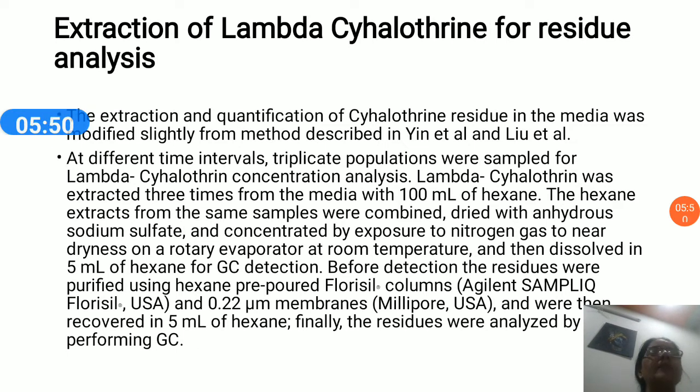The extraction of lambda cyhalothrin residue for residue analysis was done. For this extraction and quantification, the method was modified slightly from the method described previously, but here at different time intervals the triplicate populations were sampled for lambda cyhalothrin concentration analysis. The lambda cyhalothrin was extracted 3 times from the media with 100 ml of hexane. The hexane extracts from the same sample were combined, dried over anhydrous sodium sulfate and concentrated by exposure to nitrogen gas near dryness on a rotary evaporator. Then it was dissolved in 5 ml of hexane for GC detection.